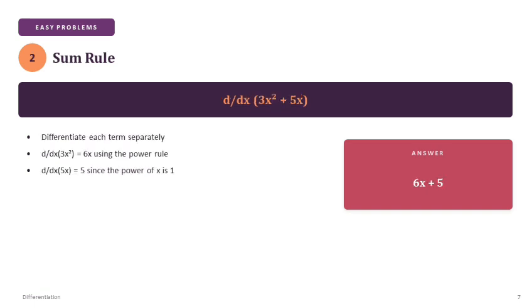Now we are going to see the sum rule. The question is d by dx of 3x squared plus 5x. We are coming to the solution. Differentiate each term separately. That is, we have to take d by dx of 3x squared first and then d by dx of 5x. d by dx of 3x squared is equal to 3 into 2 into x^(2-1), which is equal to 6x using the power rule. Now d by dx of 5x is equal to 5, since the power of x is 1. Therefore, the answer for d by dx of 3x squared plus 5x is 6x plus 5.